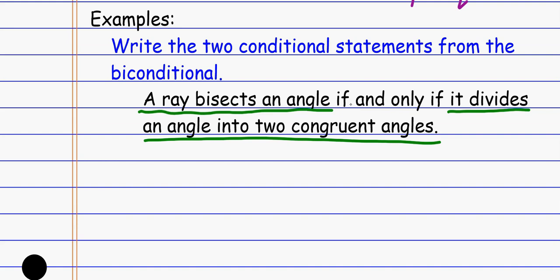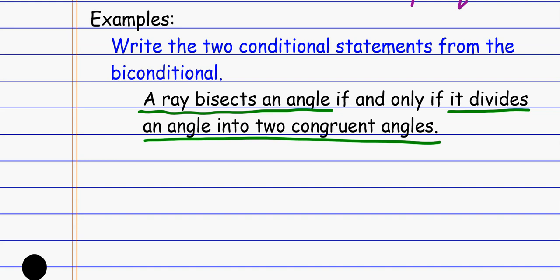I have two conditional statements. I could remove the "if and only if" and just write it like a conditional: if a ray bisects an angle, then it divides that angle into two congruent angles. But because it's a biconditional, I can also do the converse. I can flip it: if an angle is divided into two congruent angles, then the ray bisects the angle. We only want to write biconditional statements when the biconditional statement is true, and we'll talk about that in a little bit.